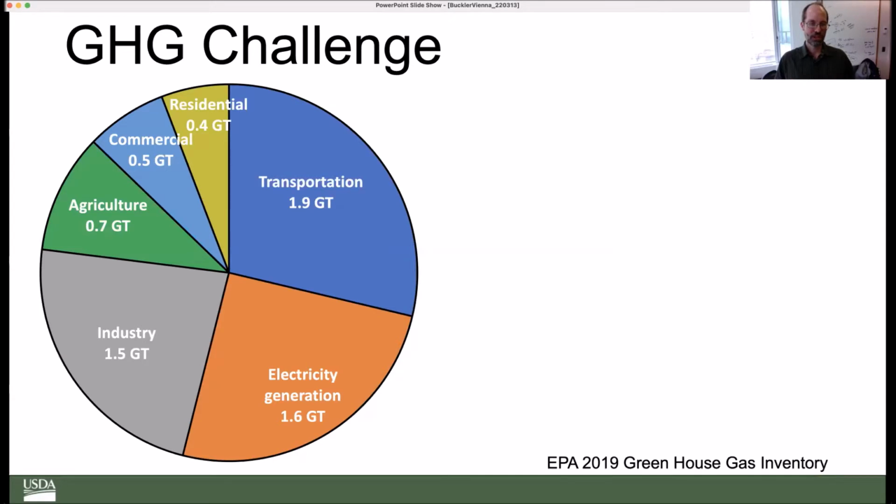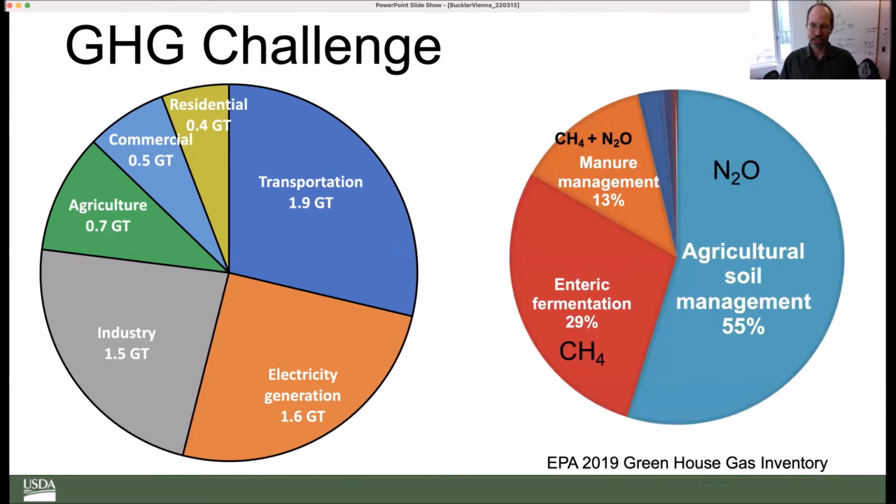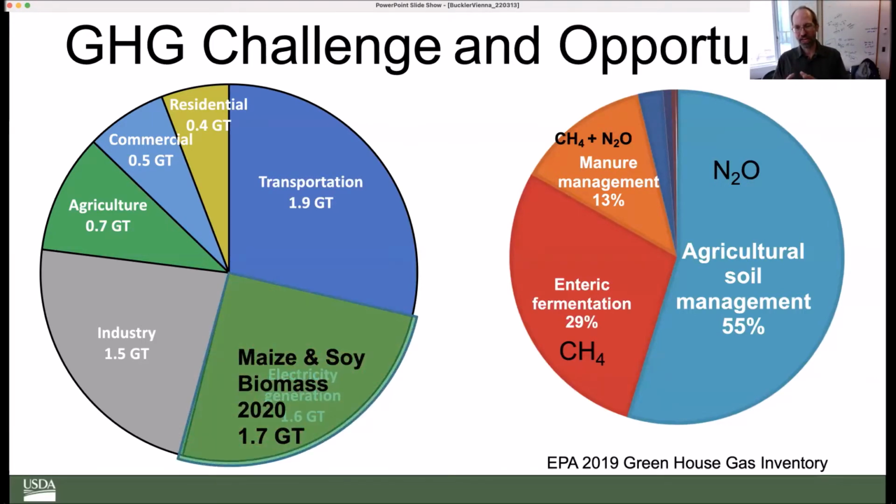When you look at the greenhouse gas challenge, these are the numbers for the United States. What you'll see is that agriculture contributes about 10% to US greenhouse gas emissions. And agricultural soil management, which is pretty much the nitrous oxide coming off of fields, predominantly from those maize and soy fields, is by far the biggest component of greenhouse gas emissions, essentially twice as big an effect as, for example, cattle methane releases. And so the question is, how do we tackle that? There also is an opportunity in this space.